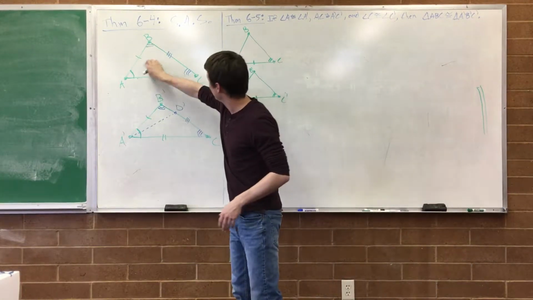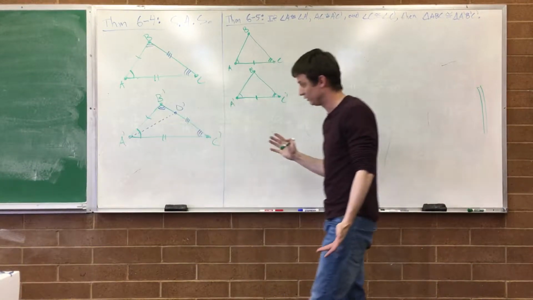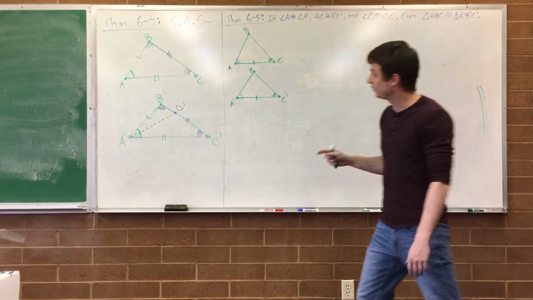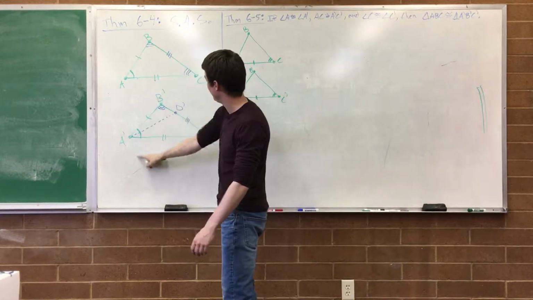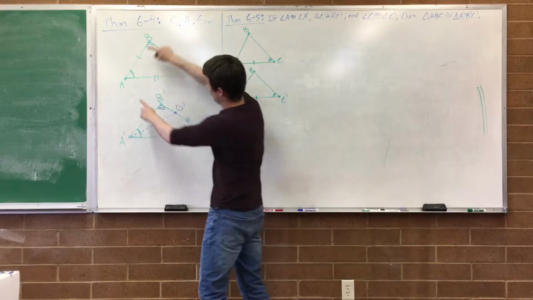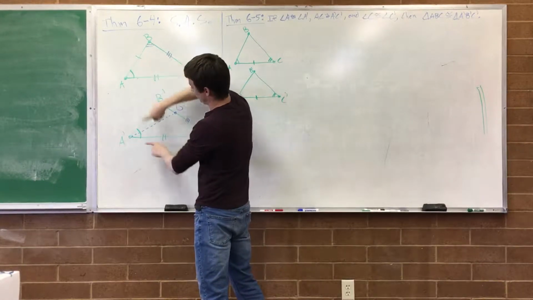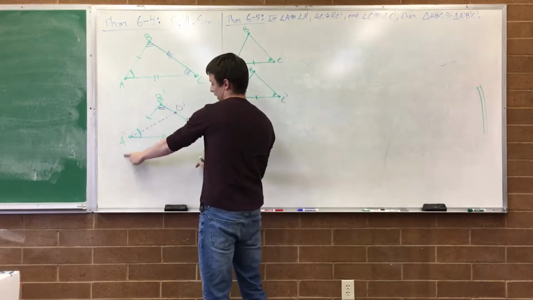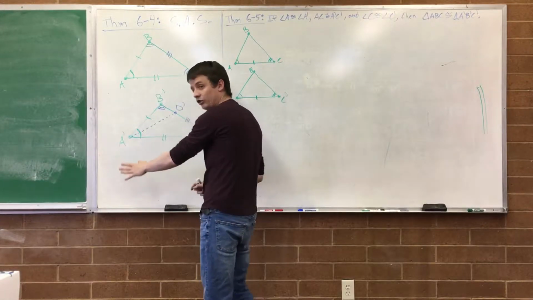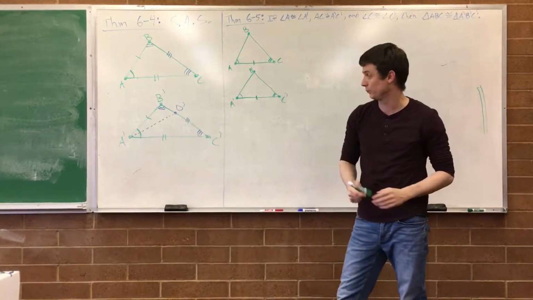So starting out in green is what we have given to us. If I have two triangles, A, B, C, and A prime, B prime, C prime, such that AB is congruent to A prime B prime, angle A is congruent to angle A prime, and AC is congruent to A prime C prime, then these two triangles are congruent. That's what the theorem is proving.